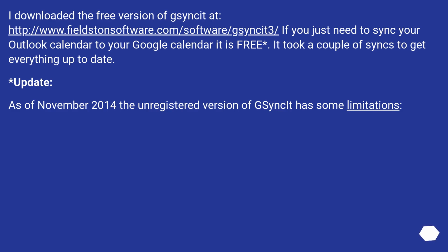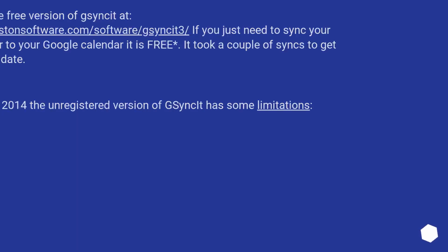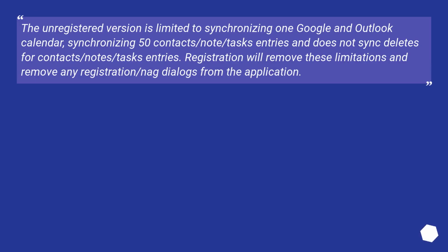Update. As of November 2014, the unregistered version of Syncdocit has some limitations. The unregistered version is limited to synchronizing one Google and Outlook calendar, synchronizing 50 contacts/notes/tasks entries, and does not sync deletes for contacts/notes/tasks entries. Registration will remove these limitations and remove any registration/nag dialogues from the application.